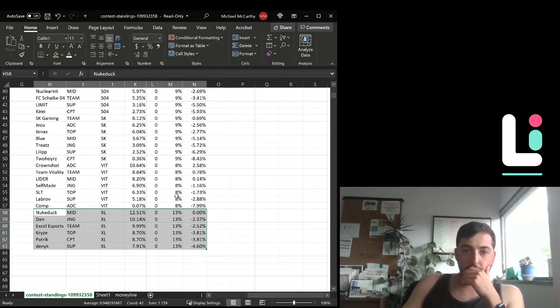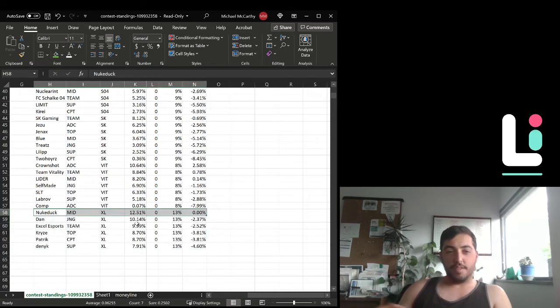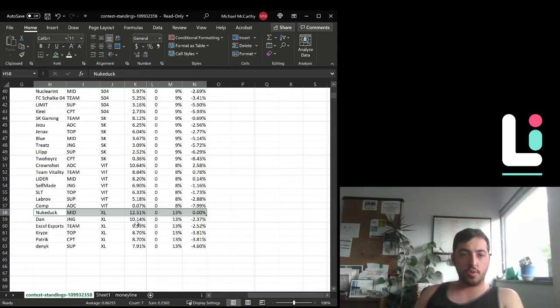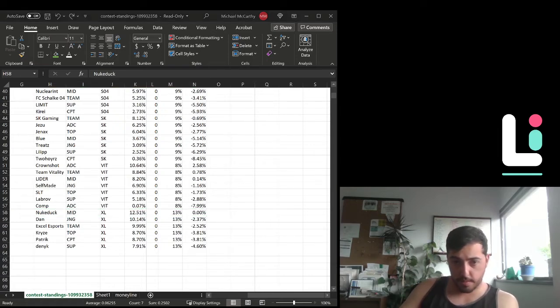So that's pretty interesting. Nuke Duck at 12.5%. That's weird. I'm not sure why that would be the case. I'm not sure why Nuke Duck would be so much higher than Patrick. Actually, there is a way to see why that could happen. Let me take a look at my other sheet.